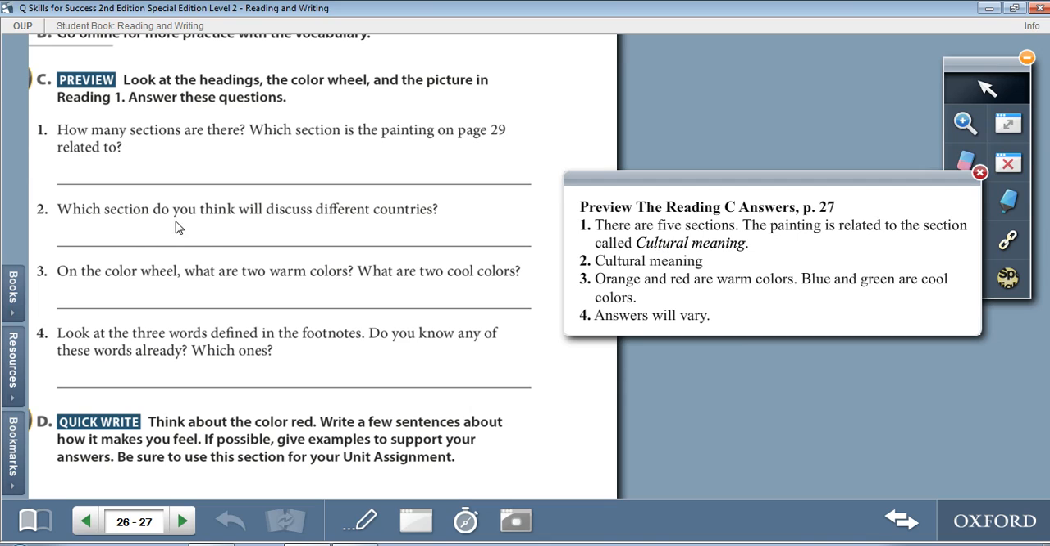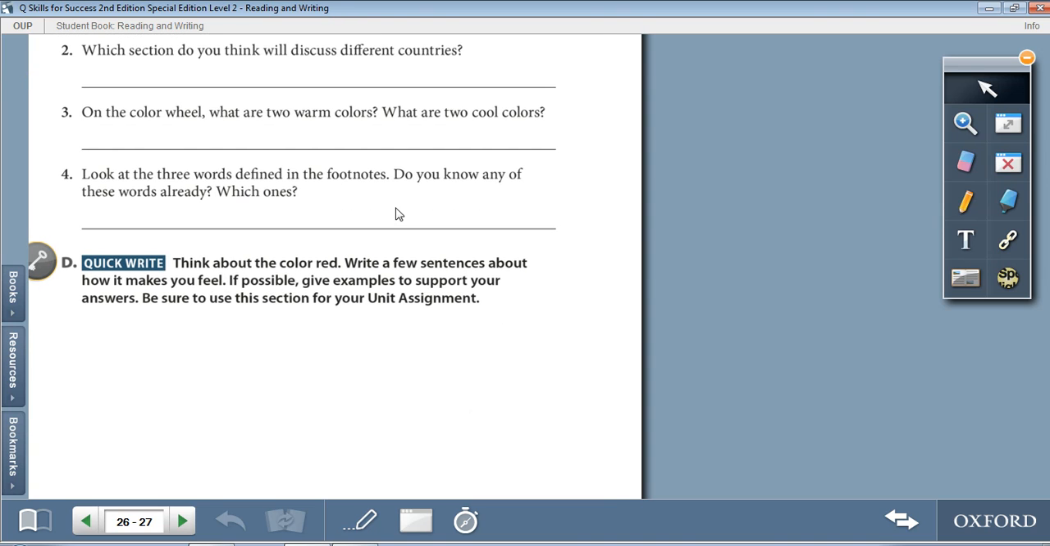2. Which section do you think will discuss different countries? Cultural Meaning. 3. On the color wheel, what are 2 warm colors? What are 2 cool colors? Orange and red are warm colors. Blue and green are cool colors. 4. Look at the 3 words defined in the footnotes. Do you know any of these words already? Which ones? The answer, of course, will vary depending on your opinion.